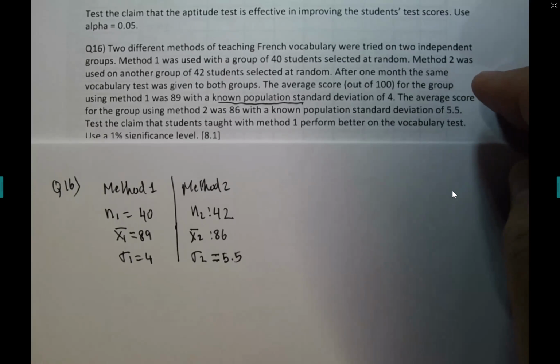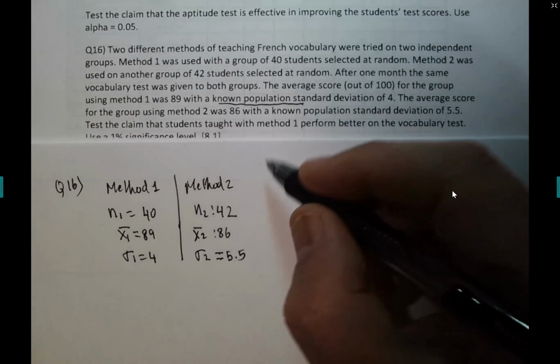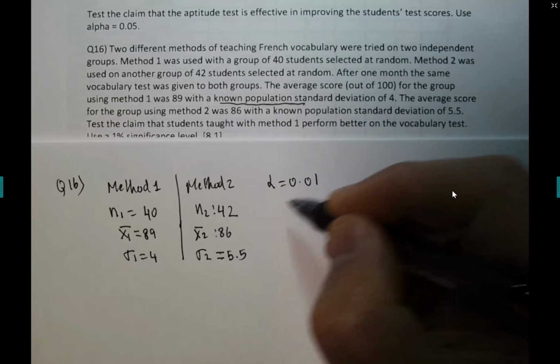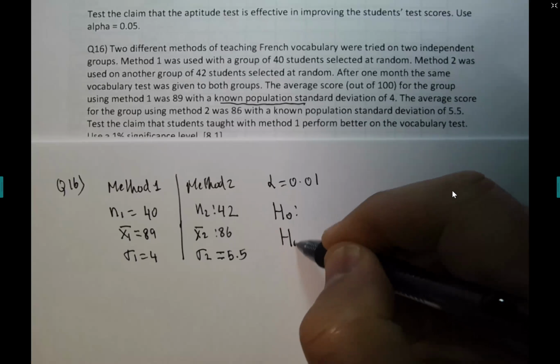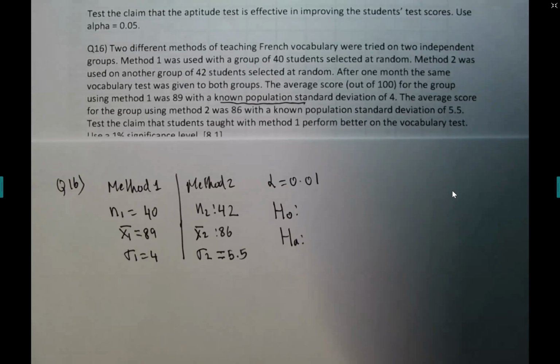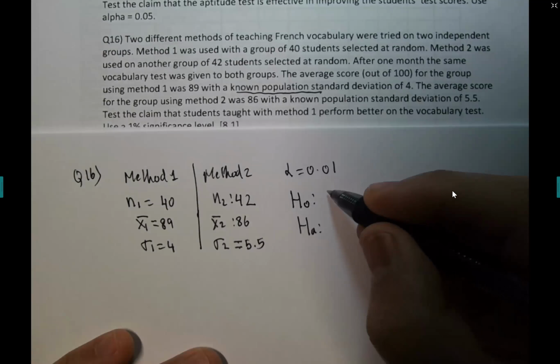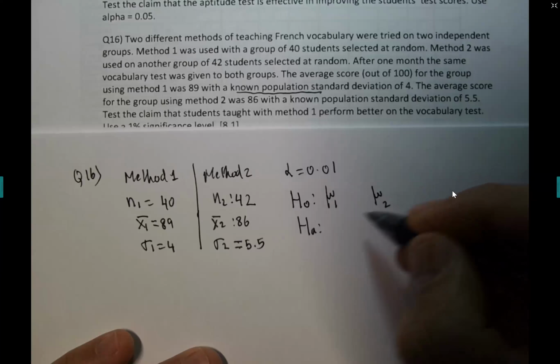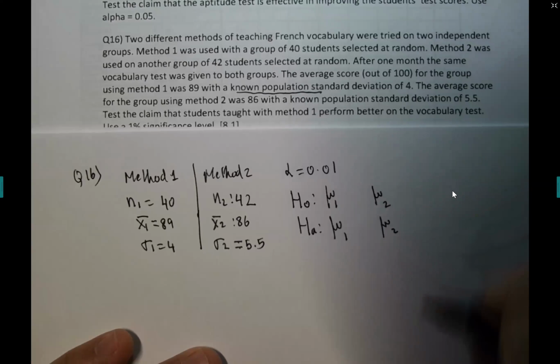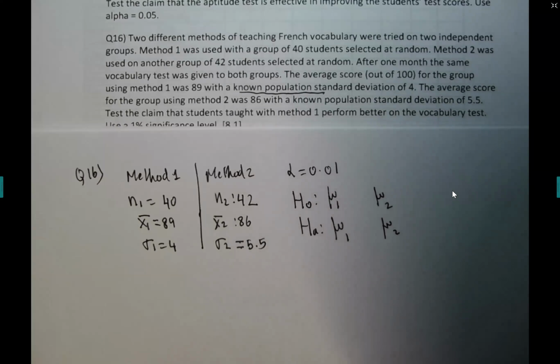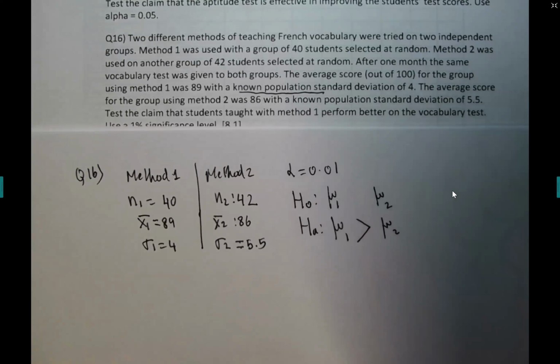Test the claim that the students taught with method 1 performed better on the vocab test at 1% level of significance. Okay, can you guys help me write the null and the alternative hypothesis? He says, test the claim that students perform better with method 1. So it's not a proportion. What are the signs, guys? Better means what? Greater than. Greater than, very good. And it should be in the alternative.